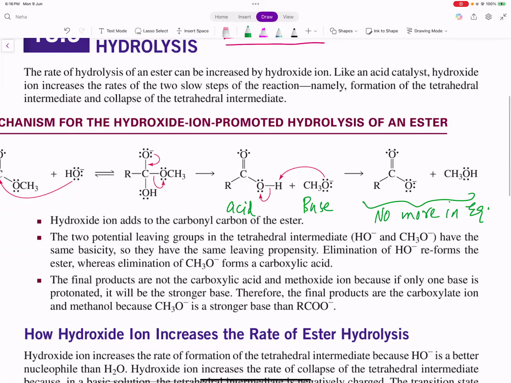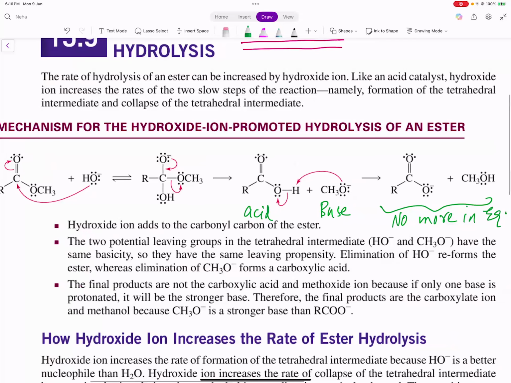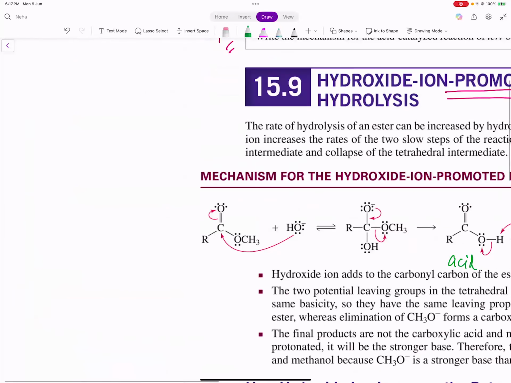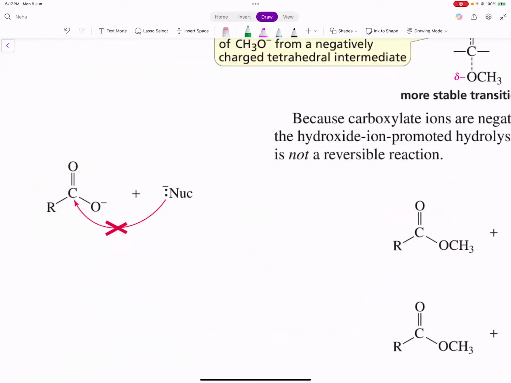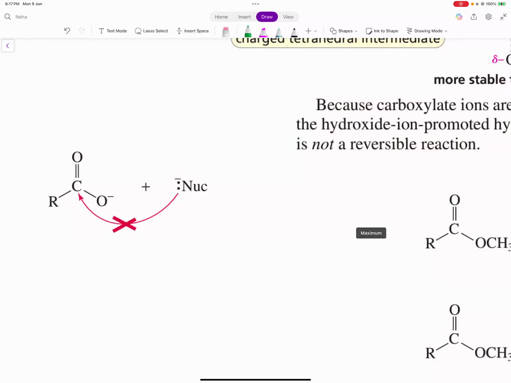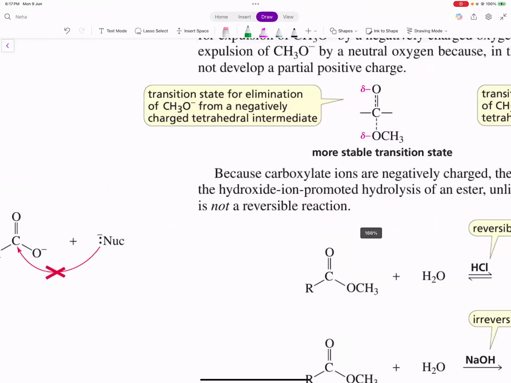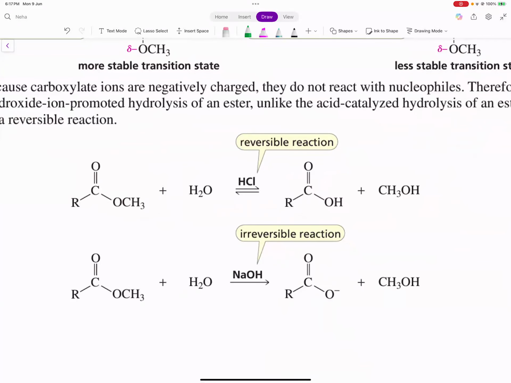So this is the main thing: hydroxide ion promoted hydrolysis of an ester is an irreversible reaction, right? Because once the RCO minus is formed, this carboxylate anion will not be attacked by the nucleophile. Negative repulsion, since O minus is already negative. So that is the thing. This is a reversible reaction and this is an irreversible reaction.